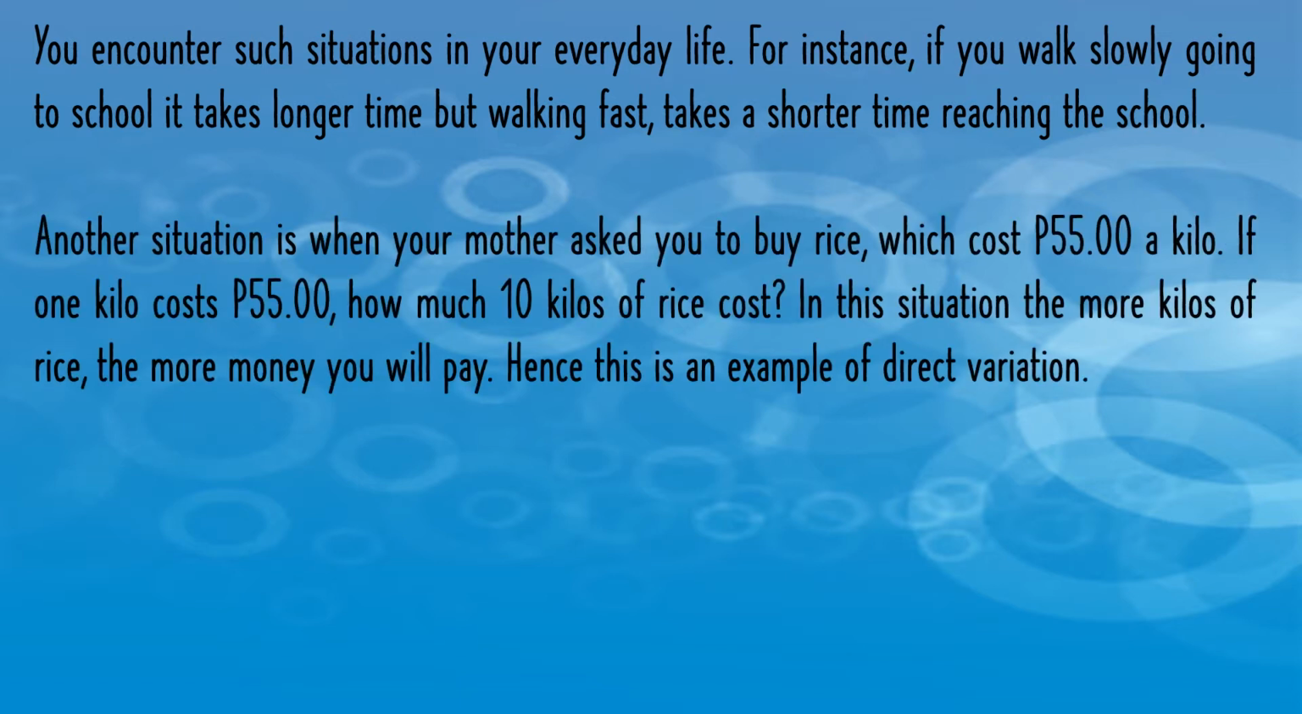Another situation is when your mother asks you to buy rice, which costs 55 pesos a kilo. So, if 1 kilo costs 55 pesos, how much do 10 kilos of rice cost? In this situation, the more kilos of rice, the more money you will pay. Hence, this is an example of direct variation.